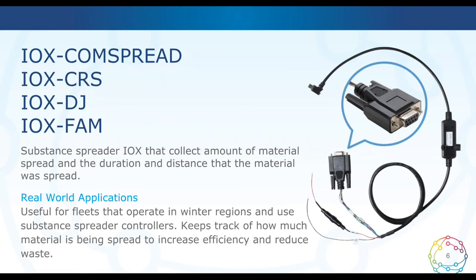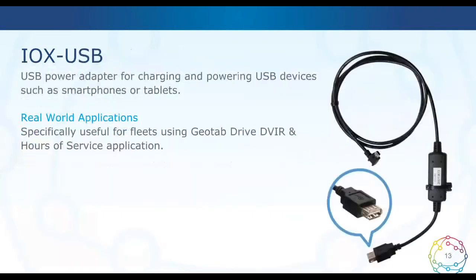So not all substance spreaders are equal, unfortunately. They don't all report the same information. Some of them may report material spread, the amount, duration, and distance, while some may only report duration and distance. So it's very important for you to see which substance spreader the company is using, and then compare that to the protocol document to make sure we get the information that is required. Other than that, that is the end.